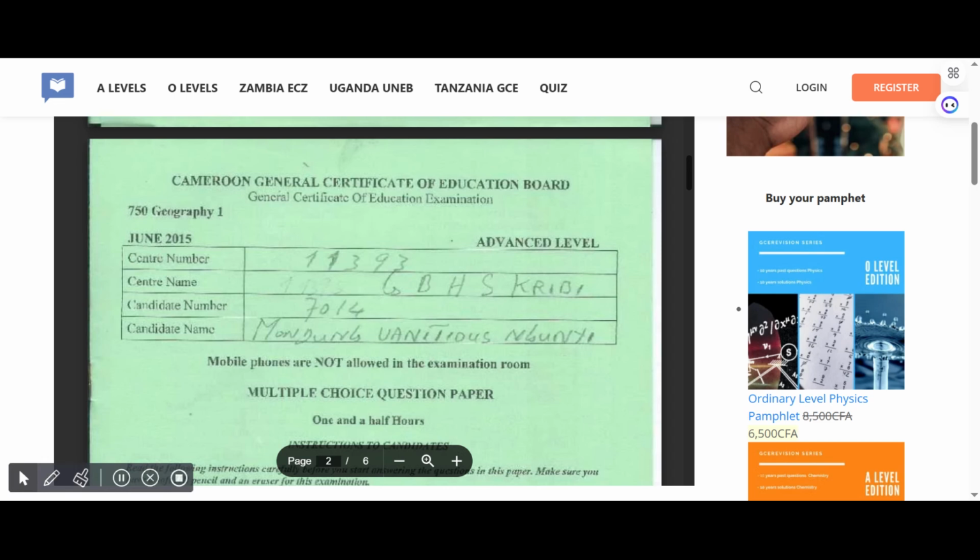Today I've come with GCE Advanced Level 2015 revisions. We're going to see all the answers for this. As I always say, it's always good for you to do revisions because most times what you see in your exams is what has already happened or what GCE has already brought. They just rebrought it.